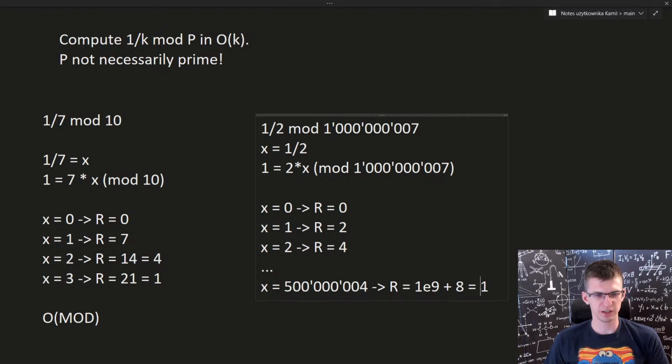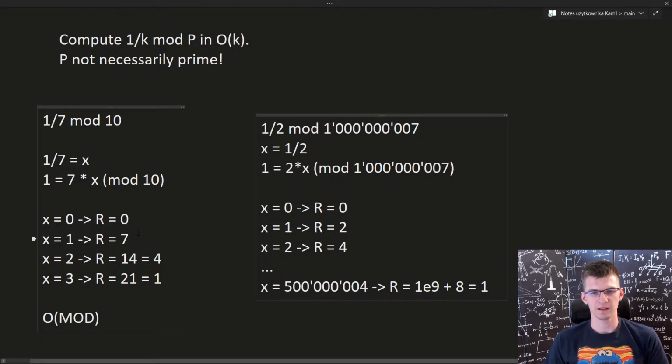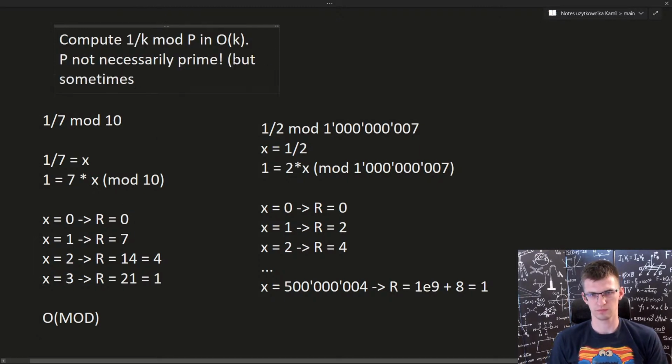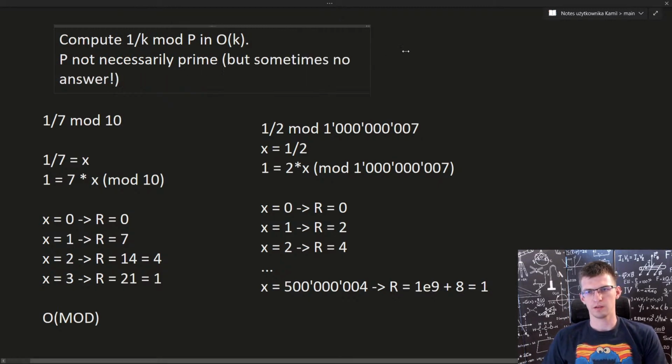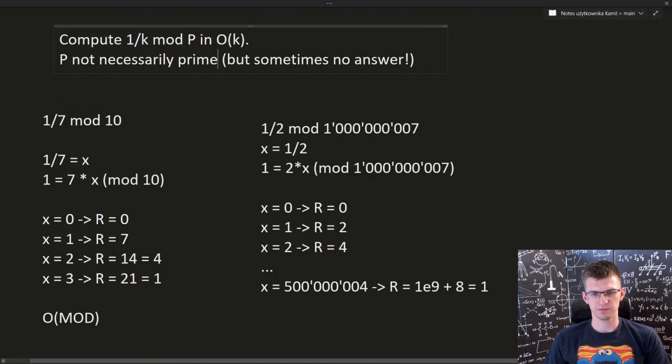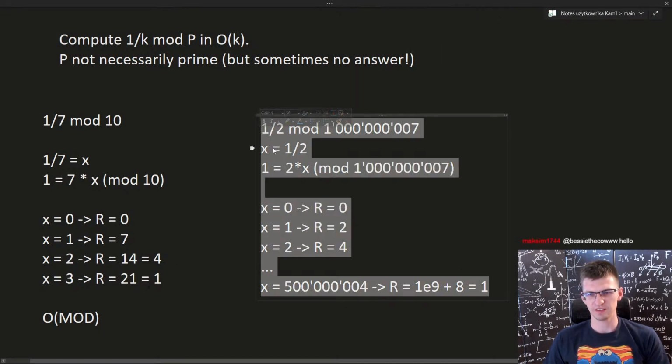Is there a possibility we cannot find x for a number other than 7? Yes. A modular inverse doesn't necessarily exist if mod is not prime. So this method is bad.